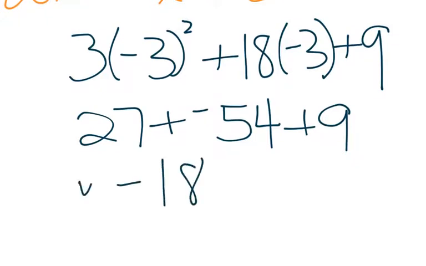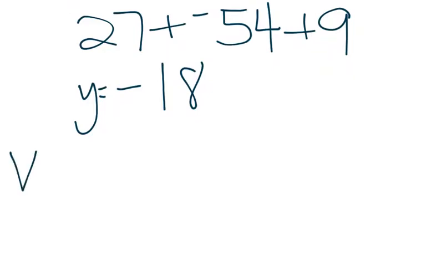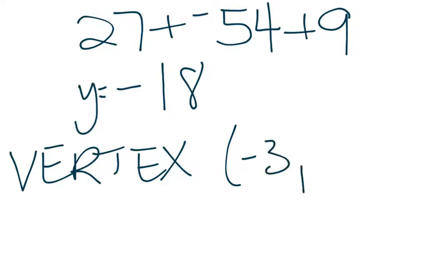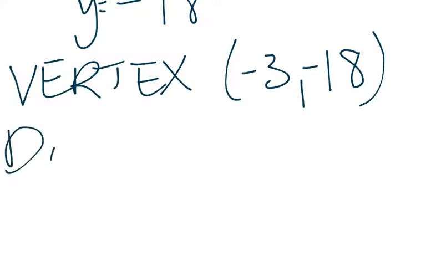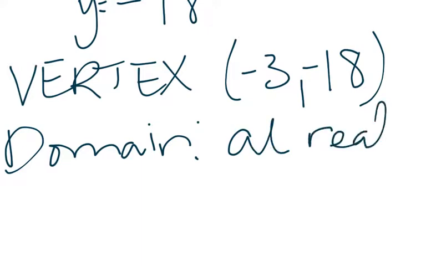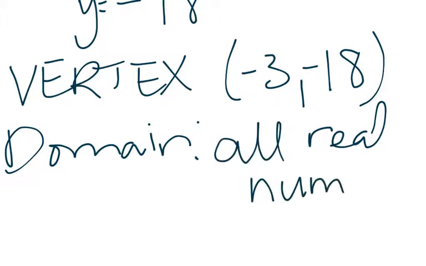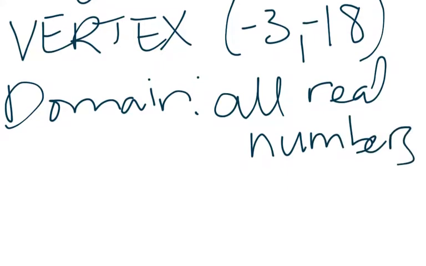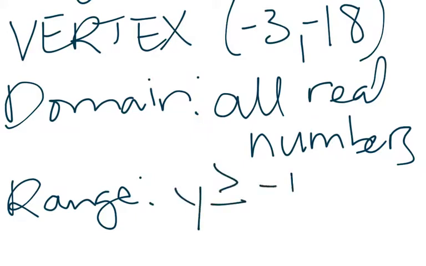So this is our y value. So our vertex is negative 3, negative 18. So you're going to write this down for number 4. Our domain is all real numbers. And our range is y is greater than or equal to negative 18. Okay, so this is number 4.